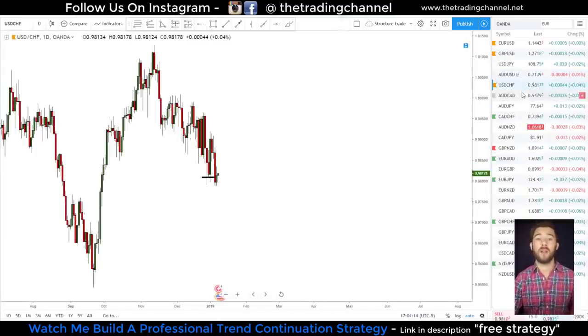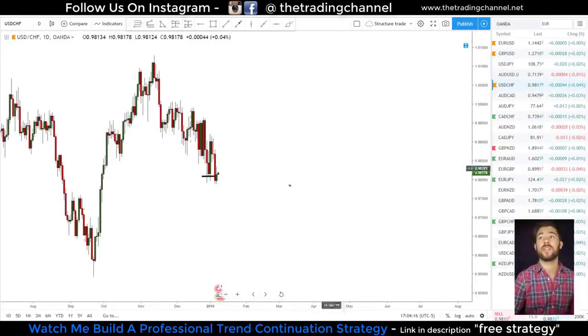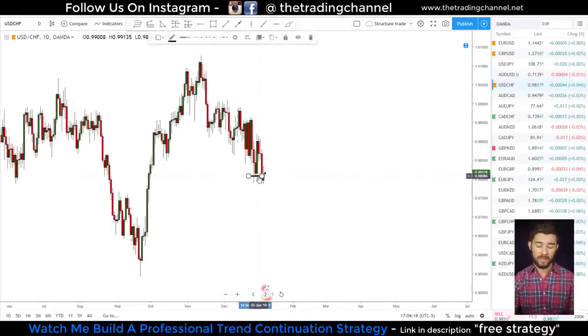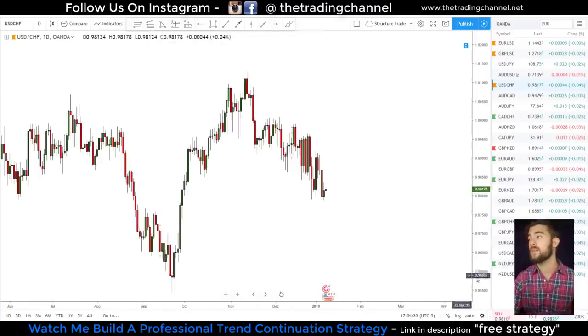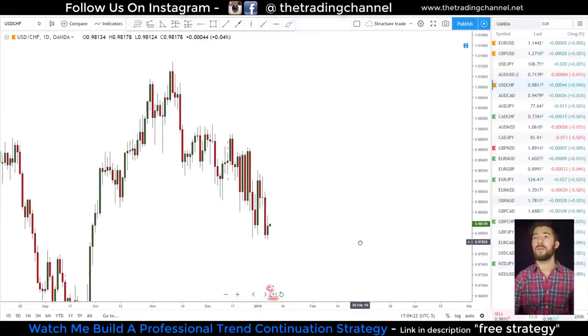And finally, the final pair of the day is going to be the dollar Swiss. Here we are on the daily chart of the dollar Swiss. Let's delete that. Let's go ahead and zoom in a little. Here we've had a reversal situation.